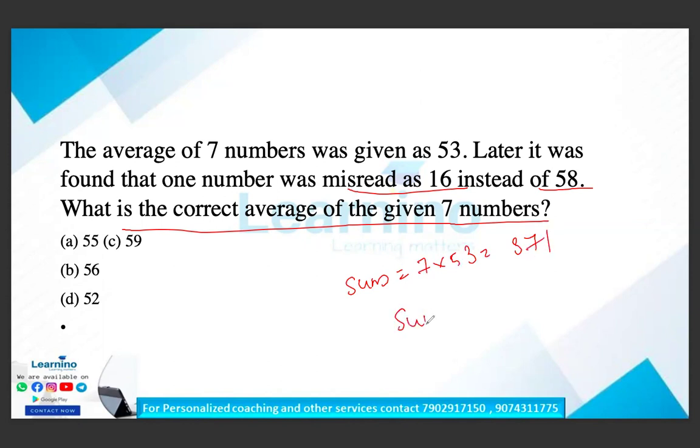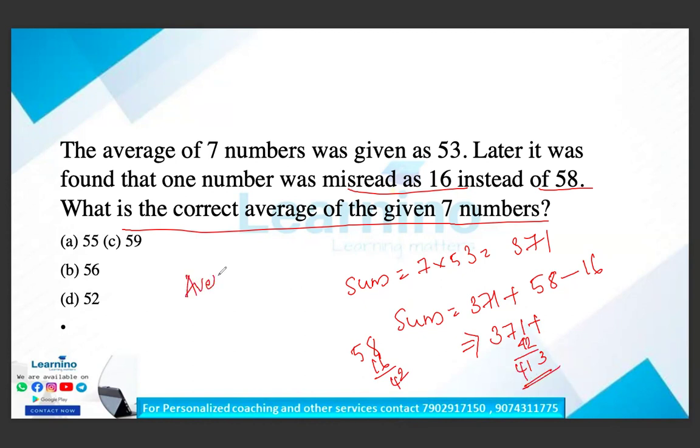According to the question, the sum equals 371 plus 58 minus 16. So 371 plus 42 gives 413. So the correct average will be 413 divided by 7, which is 59. The answer will be 59.